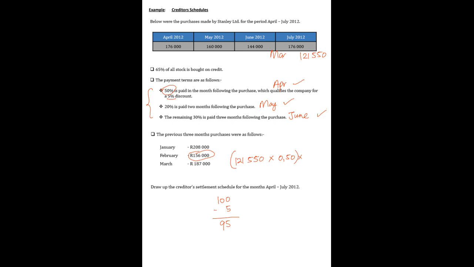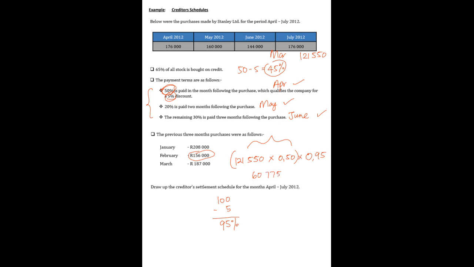So you're going to multiply that further by 0.95. Please don't make the mistake of assuming that it's a 50% that's owed and a 5% discount, so 50 minus 5 tells us that we're only paying 45%. That is not correct, because what was actually supposed to be paid in this month is 121,550 times 50%. It would have been 60,775 rand that we would have paid, but we're going to get a 5% discount on this amount.